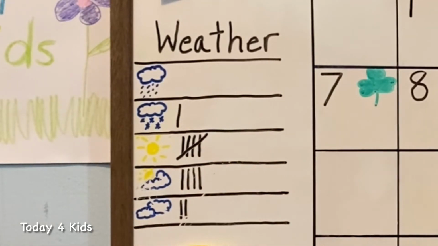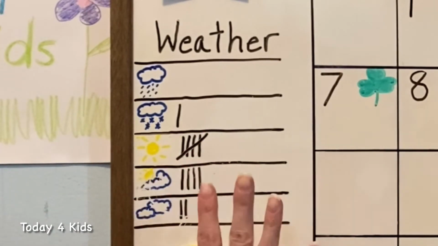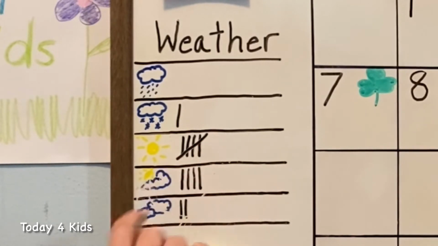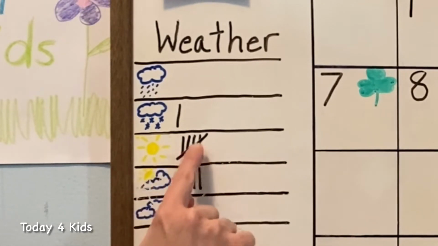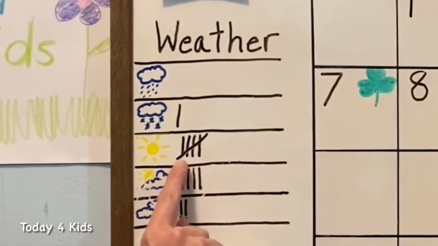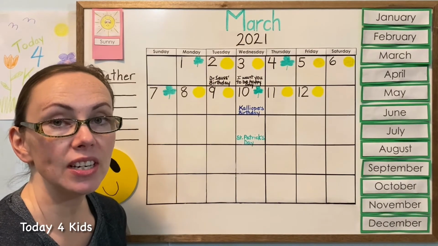And when we see 4 tally marks with a line through it like that, that means 5. So 1, 2, 3, 4, 5. So anytime you see these 4 tally marks and a line through it, you can just know that's a 5. And you can also know that 4 plus 1 equals 5 as well. So we've had 5 sunny days so far. Thank you for helping me with the weather chart. Let's put it into our agenda.